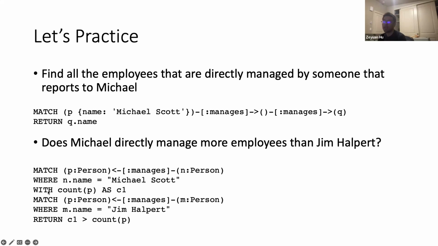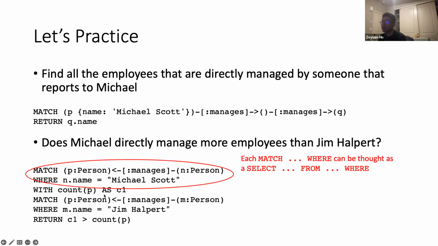And then we use another keyword called with: count P as C1, meaning that we count how many P nodes there are, and then we store the number as C1. Then we write another match block which has a similar pattern, where P person is managed by M person, and M.name is Jim Halpert, and then we just return whether C1 is greater than count P. Each match where can be thought of as a select from where in SQL.